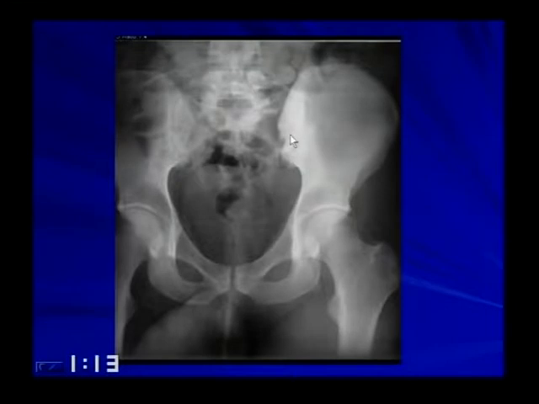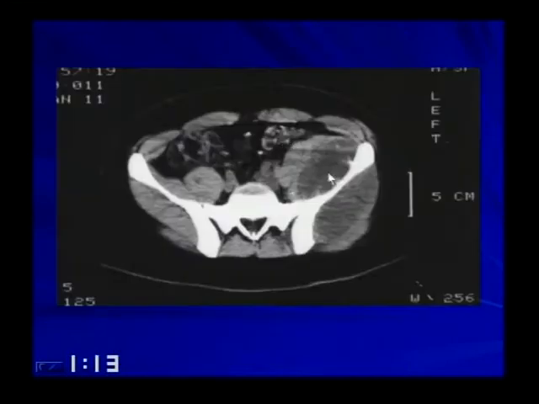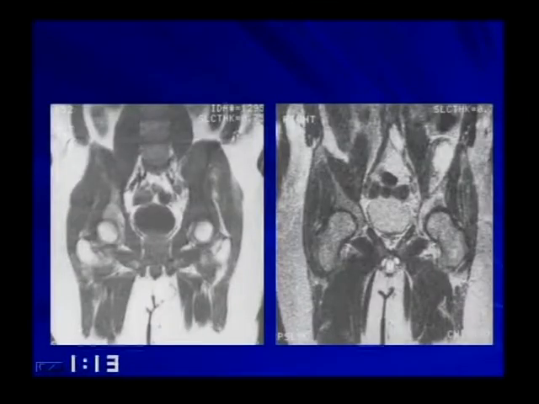Here's his CT, and you can see this extensive soft tissue mass, periosteal reaction. The MR, this is an old MR, this is a T1. You can see that all of the pelvis is involved. Can you save the joint? No. Soft tissue mass on a T2.